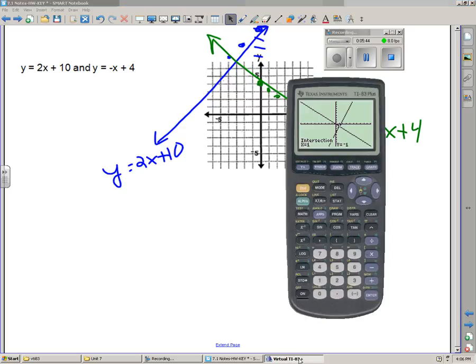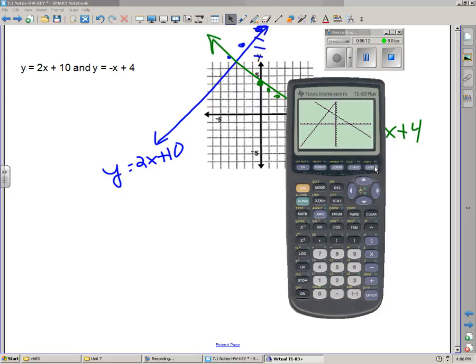So here's when I go to my calculator, go to y equals. I'm going to clear out what's in there already. And the first line is 2x plus 10. And then we should be able to see that graph right here. Looks like ours. Second line is negative x plus 4. And then when we see that graph, that looks like it. So it's somewhere in that second quadrant.